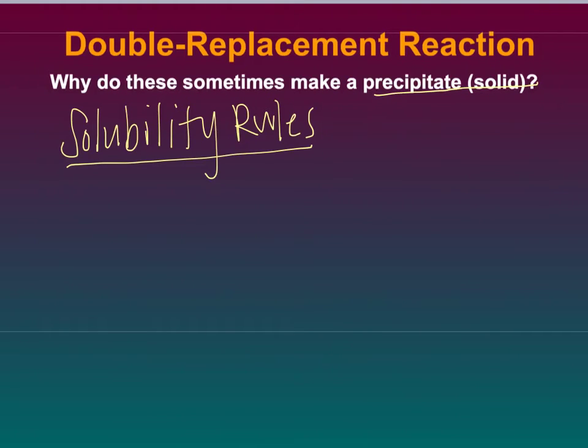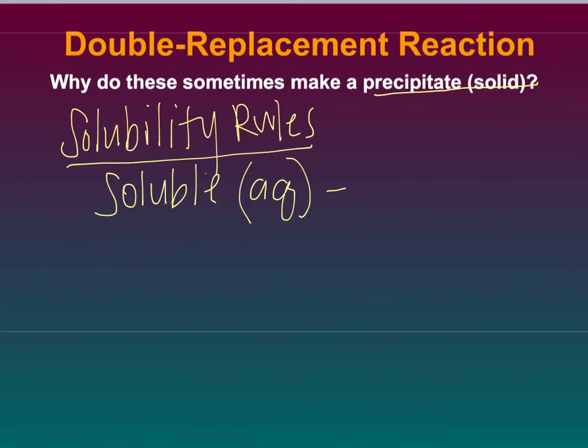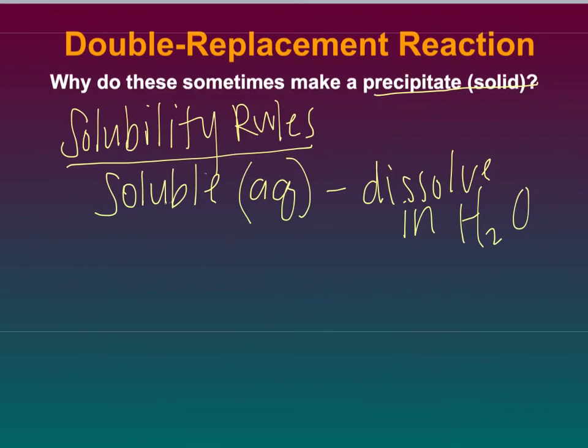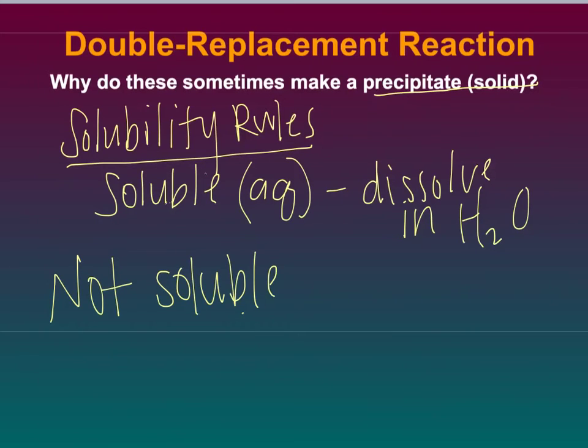When you look at your solubility rules, if it has an aq, that means it is soluble. Soluble, aq, means it dissolves in water. Then we can also have not soluble. Not soluble means it's a solid, which means it forms a solid. That is your precipitate.